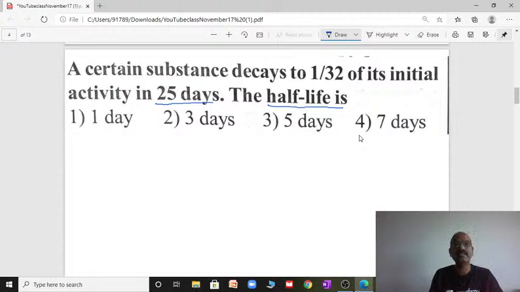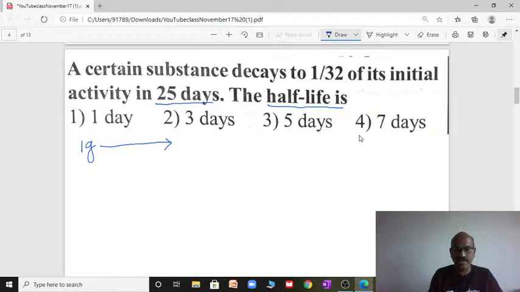Half-life period. A certain substance decays to 1 by 32 of its initial activity. Just assume 1 gram of this radioactive substance. After one half-life, what happens? The 1 gram has to become half a gram. What is the time required?